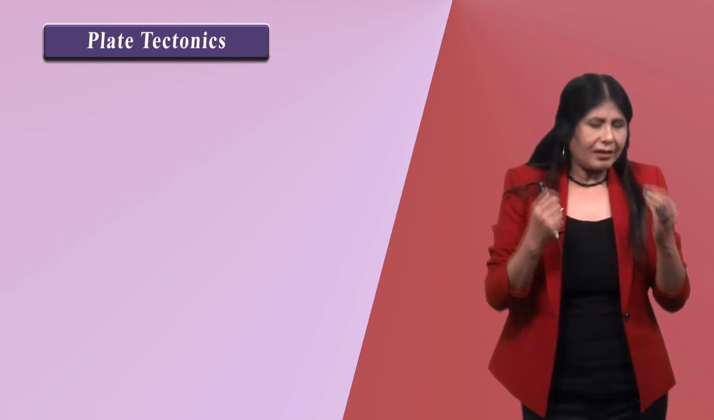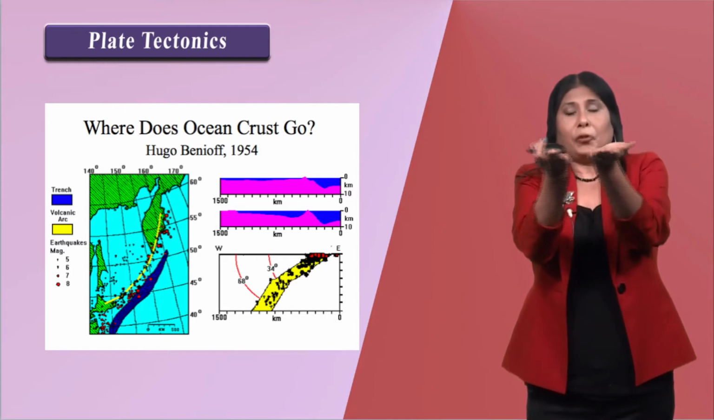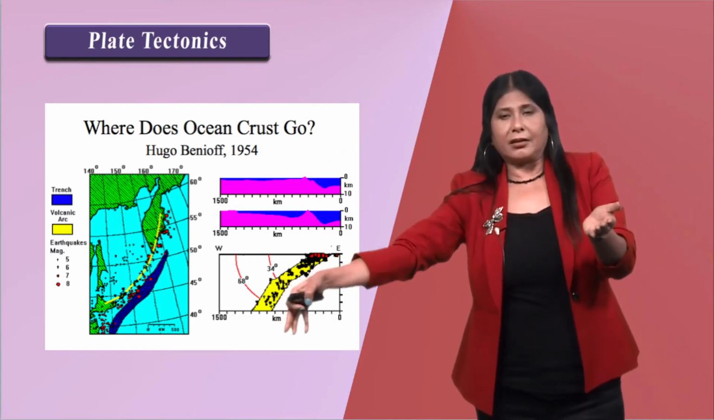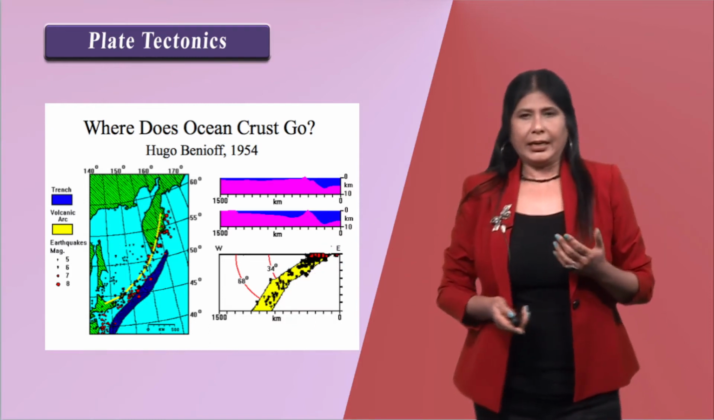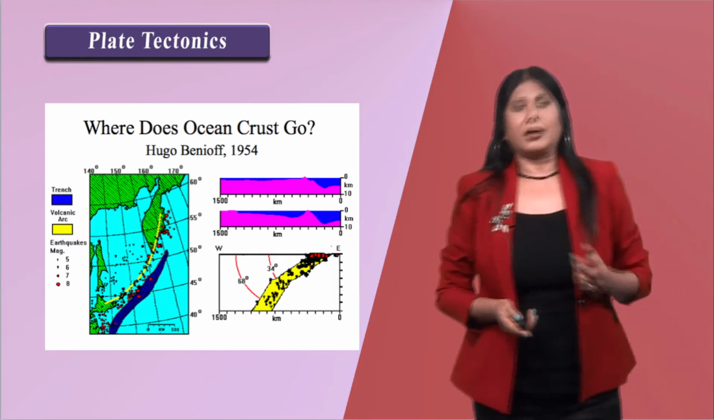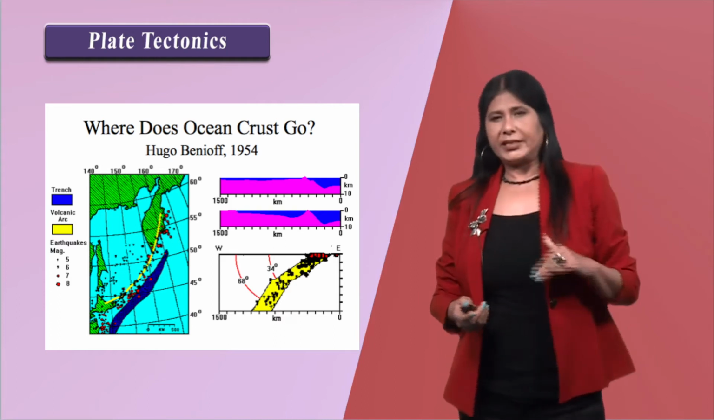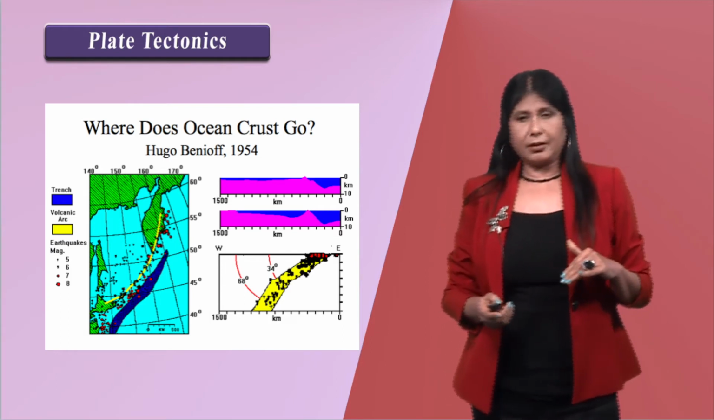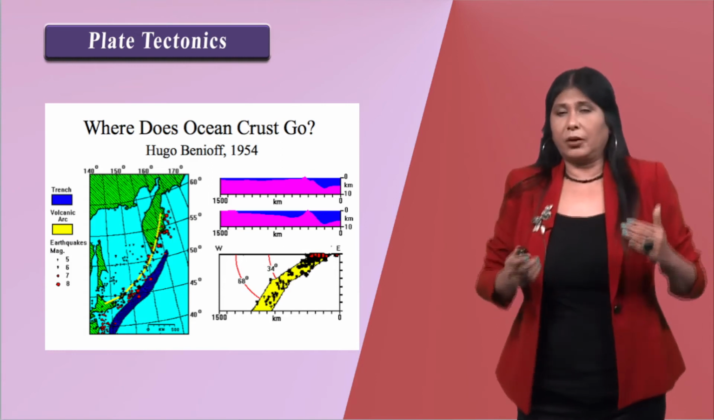So what we have seen in the previous slides, what we discussed earlier, is that the sea floor is spreading and it is subducting at the other end. The whole thing is driven by convection. This is Hugo in 1954. He asked, what happens at the boundary where the subduction is happening? He asked this question, where does the ocean crust go?